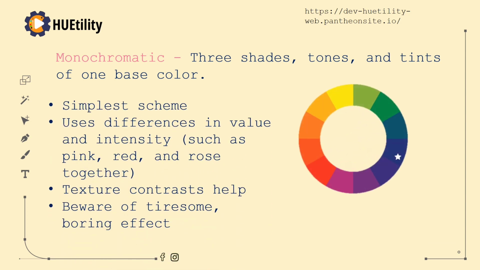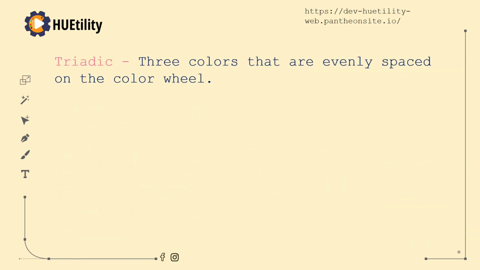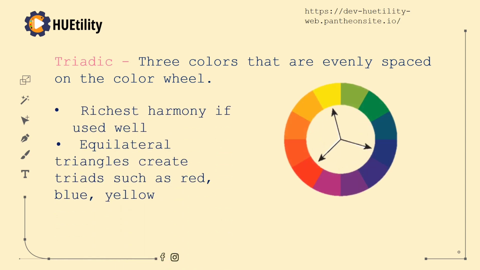Remember that it is the simplest scheme, uses differences in value and intensity, such as pink, red, and rose together. It also helps in texture, and beware of its tiresome and boring effect. Third one is triadic, 3 colors that are evenly spaced on the color wheel.